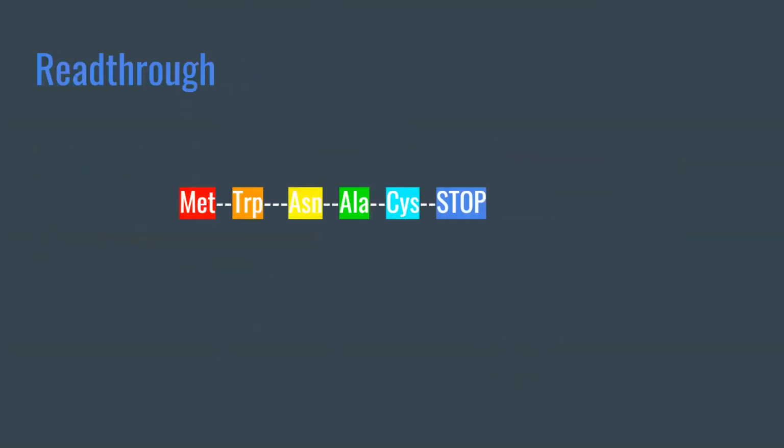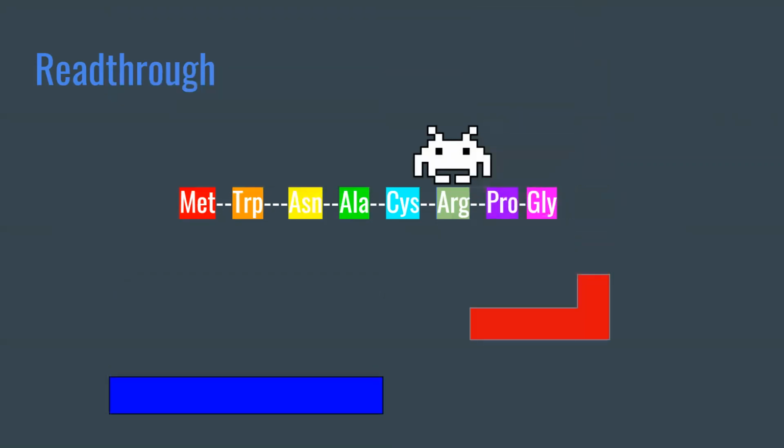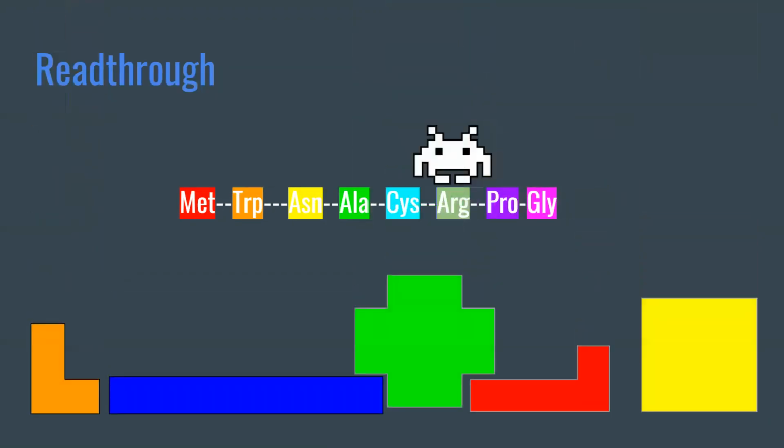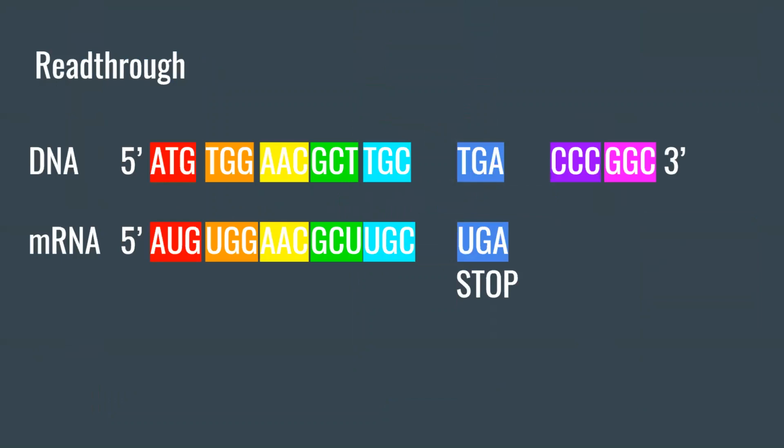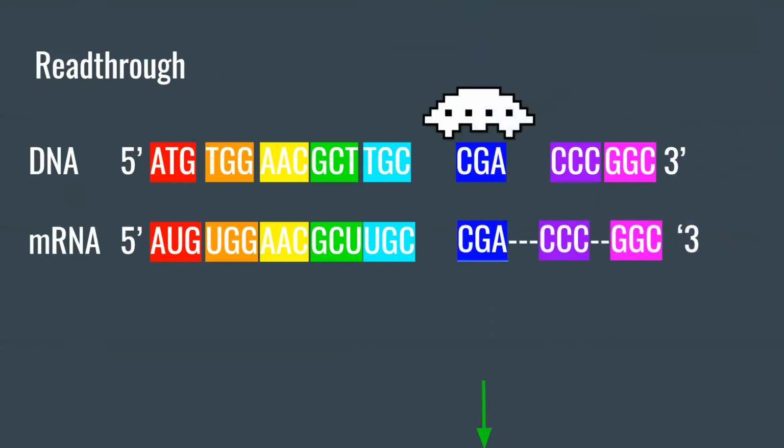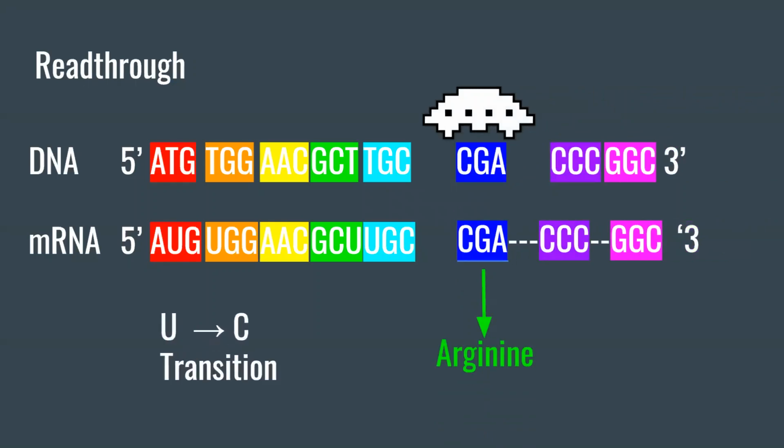The last of the point mutations we will talk about is the readthrough, which turns a stop codon into an amino acid, making the protein product include amino acids it was not meant to have. This would be like if you wanted to pause a game of Tetris, but the blocks just kept coming. We could get this mutation by changing the stop codon UGA into CGA, which codes for arginine. Since this changes from a U to a C, it would be a transition.